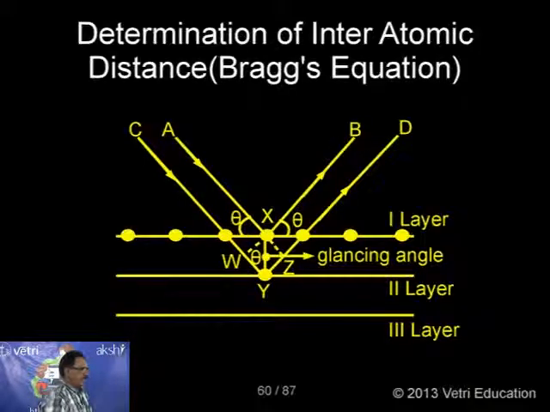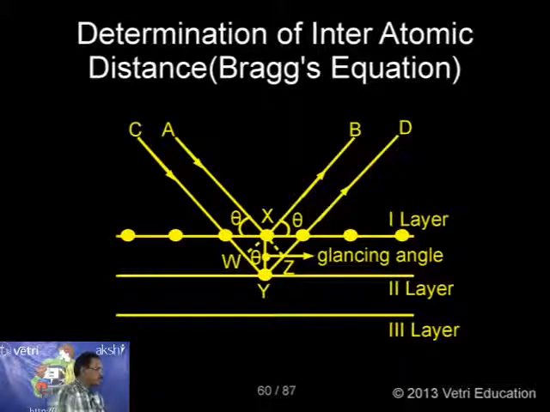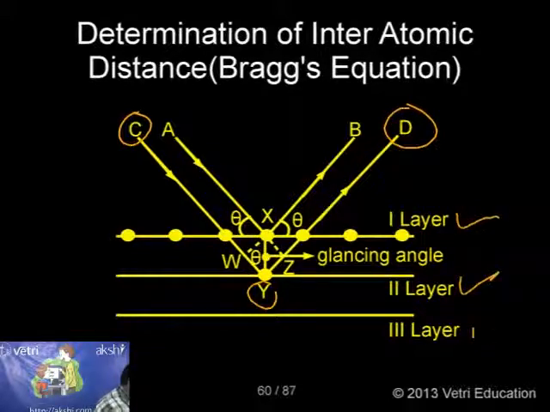Here AXB: AX is the beam of X-ray falling on the first layer of the sodium chloride crystal, getting reflected to XB. The same way, another beam CY penetrates into the second layer, gets reflected, and comes out as YD. I have taken three layers for understanding, and the distance between two layers is called the interplanar distance, that is d.